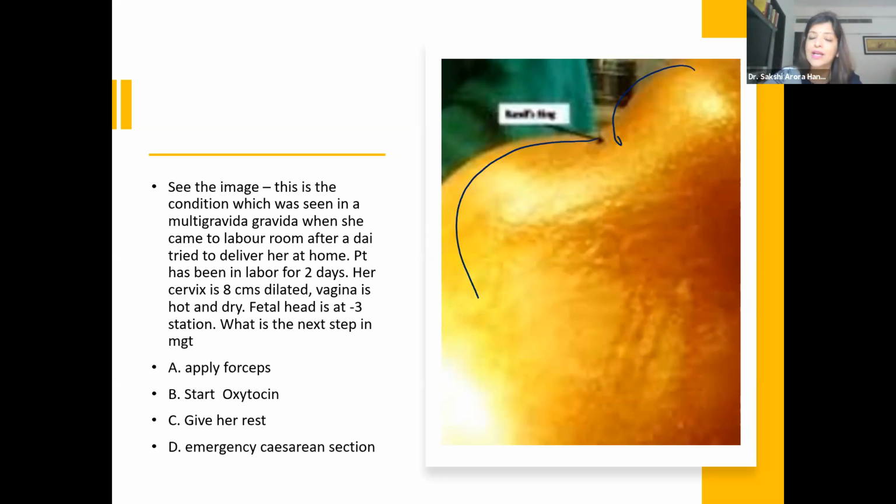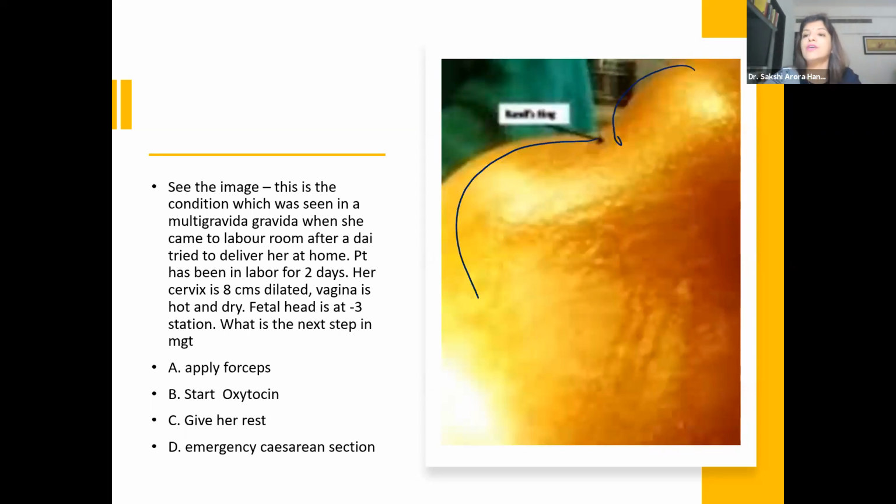So Bandel's ring is a pathological ring. Schroeder's ring is a physiological ring. Bandel's ring is seen in cases of obstructed labor. Schroeder's ring is seen because you have injudiciously used oxytocin at the time of labor.